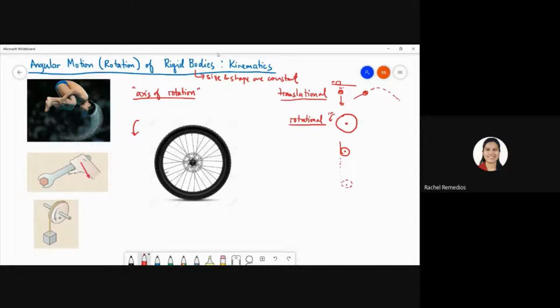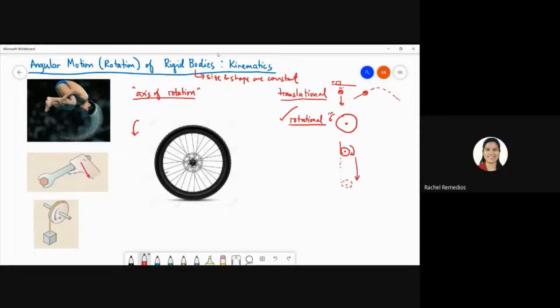Sa case ng yo-yo, meron siyang rotational habang umiikot siyang ganyan, meron din siyang translational. So this is an example of combination ng translational and rotational. In the first part of our study here, we will only focus on rotational, kasi tapos na tayo sa translational, di ba? So dito muna tayo. Later this week, we will go to combination ng translation at saka rotation. Okay, I hope klaro na yan.